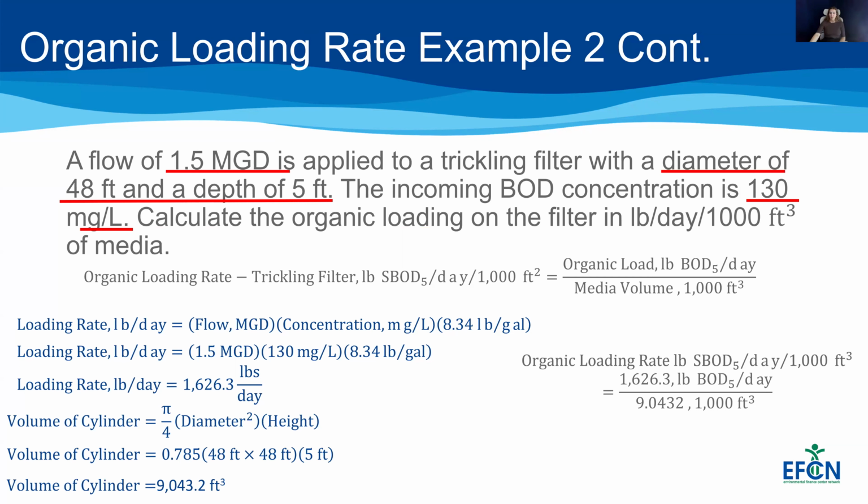Now, when we plug that in, it's actually going to be 1,626.3 pounds of BOD per day over 9.043 thousands of cubic feet. And that's because we divided that 9,043.2 by 1,000. So we pull those units out and then we plug this into our calculator. We should get about 180 pounds per day per 1,000 cubic feet.